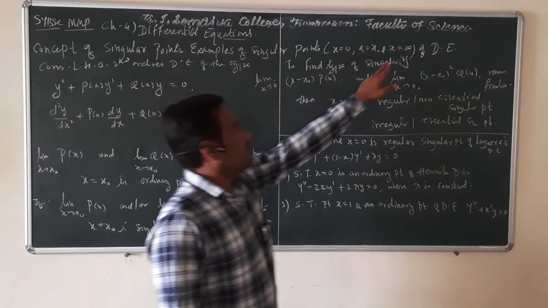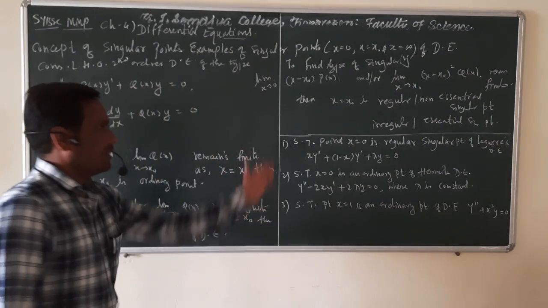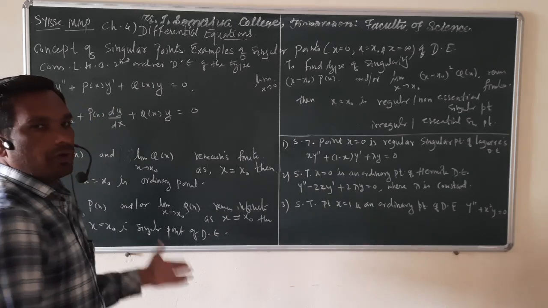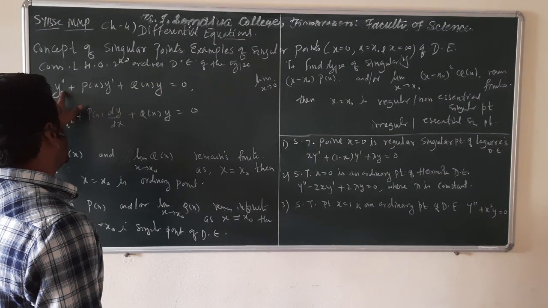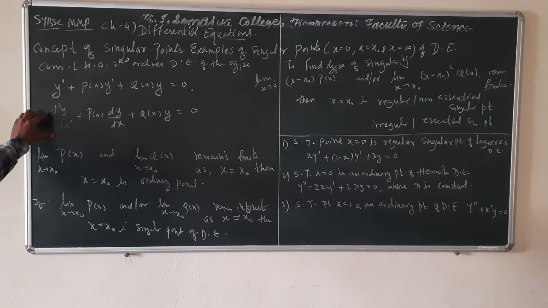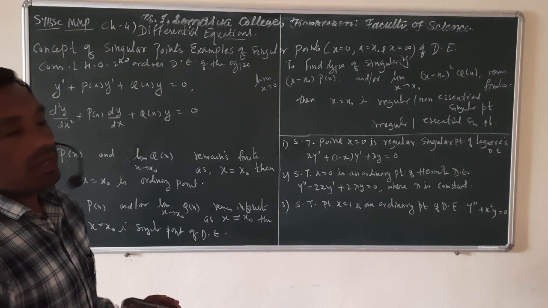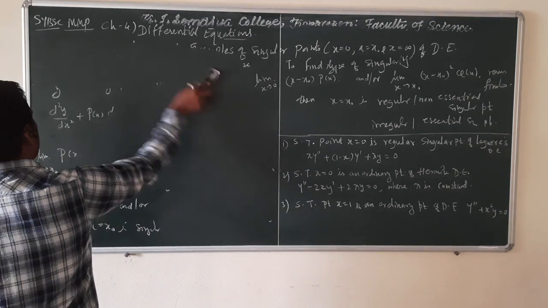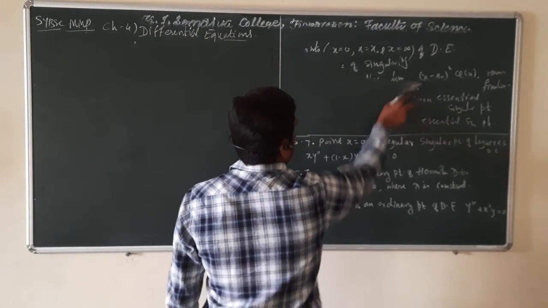Now singularity at x is equal to infinity is quite tricky. It is not in this straightforward way. For that you have to convert this differential equation into a differential equation with another independent variable. Here we have a differential equation with independent variable x and dependent variable y, d2y by dx square, so we have to convert this differential equation into another form. So we are going to discuss singularity at x is equal to infinity, which is quite tricky. The procedure is the same.